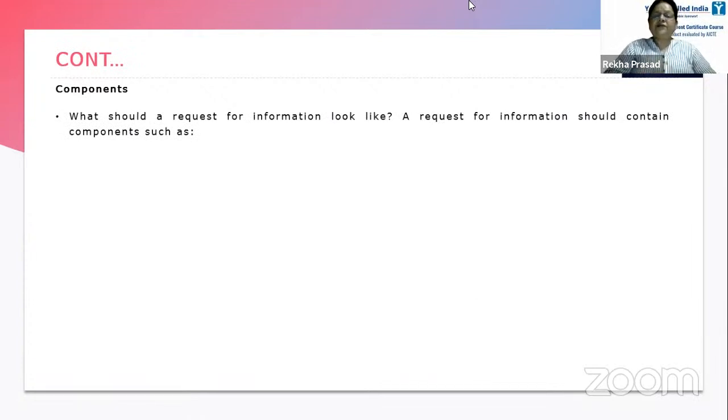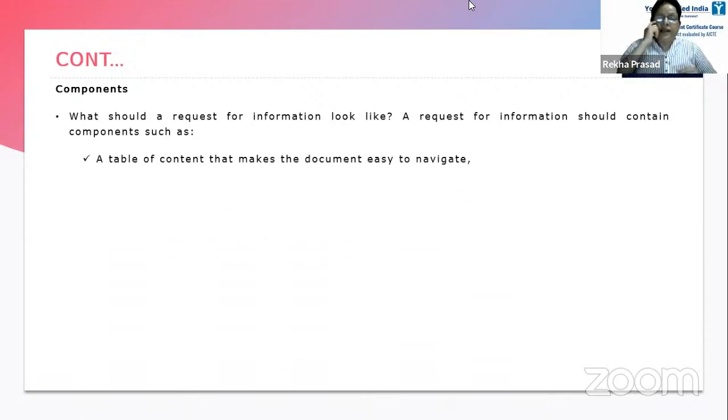What should a request for information look like? A request for information should contain components such as a table of contents that makes the document easy to navigate. It should not be very complex. If it takes so much time to go through it, then how will you make a decision? So, a table of contents that makes the document easy to navigate.